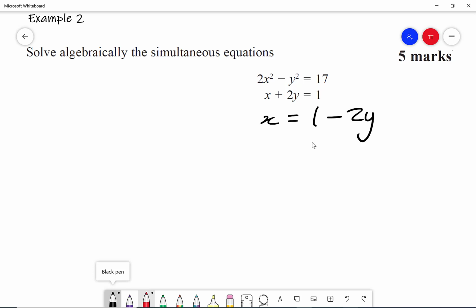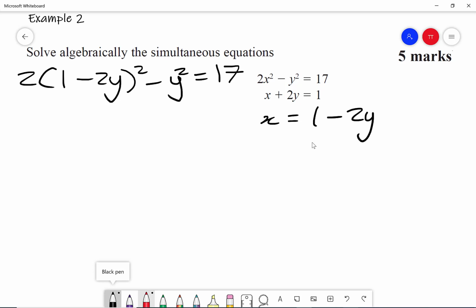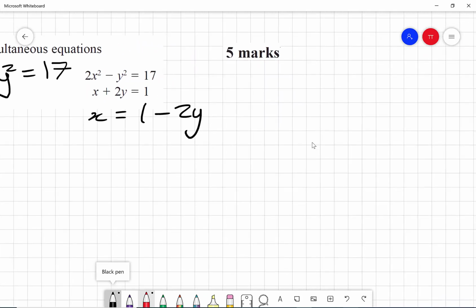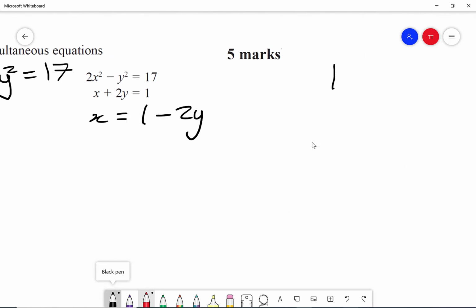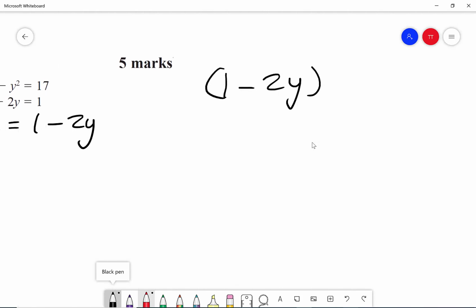Now, I'm going to substitute that into the first equation. So it's going to be 2 brackets 1 minus 2y squared, minus y squared equals 17. So I need to work out what 1 minus 2y all squared is. I'm going to do that over here. 1 minus 2y all squared means 1 minus 2y times another 1 minus 2y.